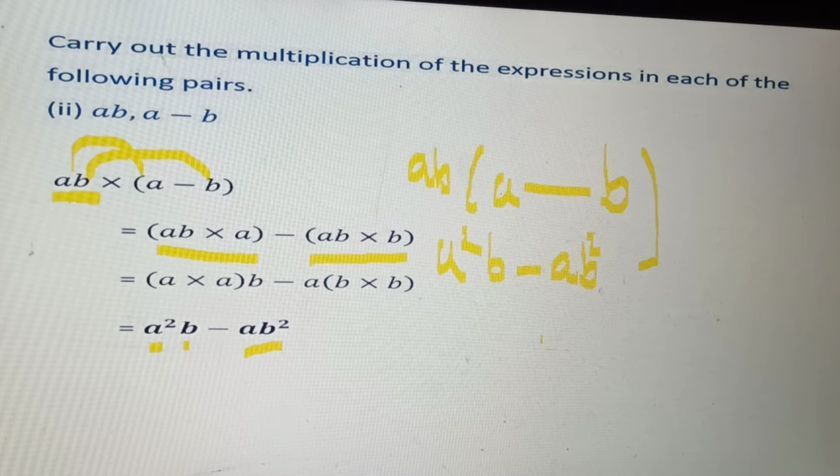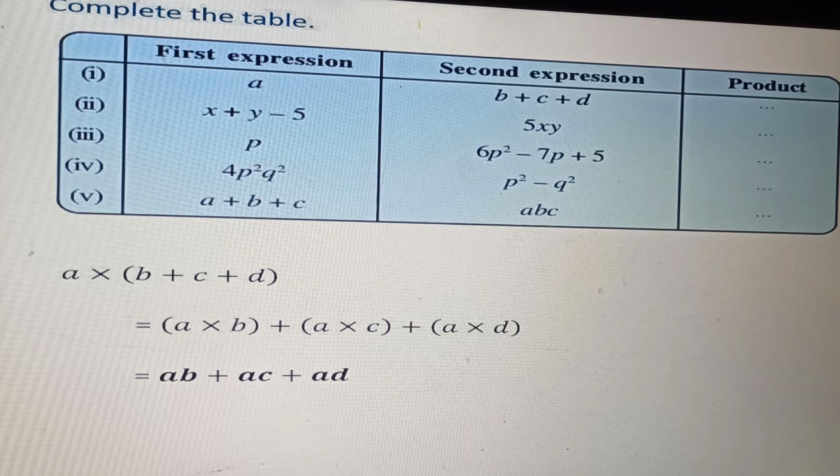Can we go to the next problem? You have to complete the table. They have given the first question: A into B plus C is AB plus AC. Like that we have to multiply this one. So x plus y minus z, 5xy. So 5x square y.